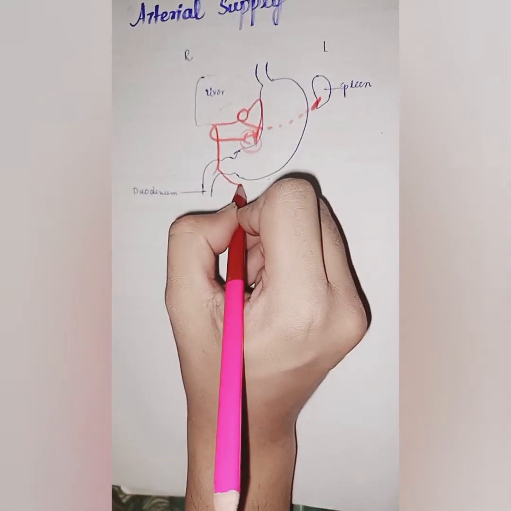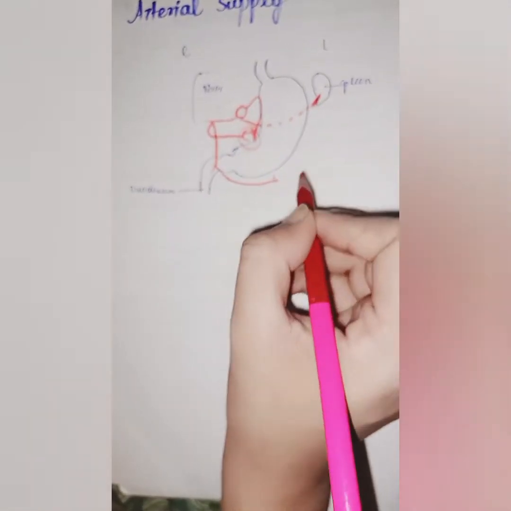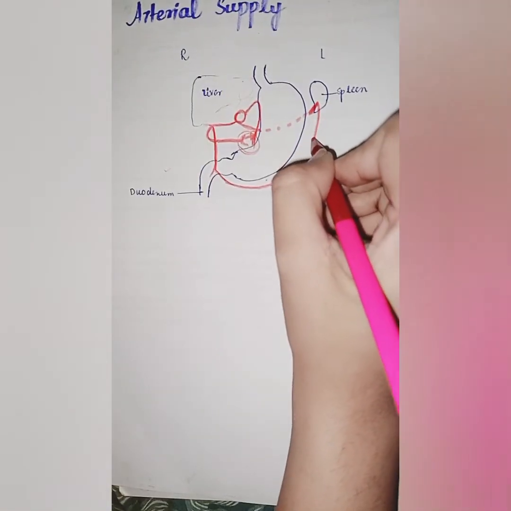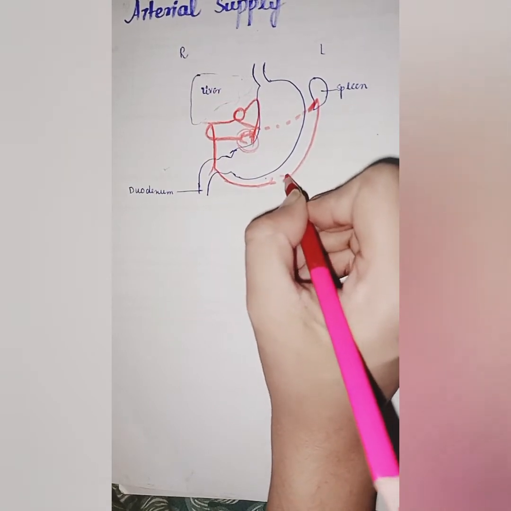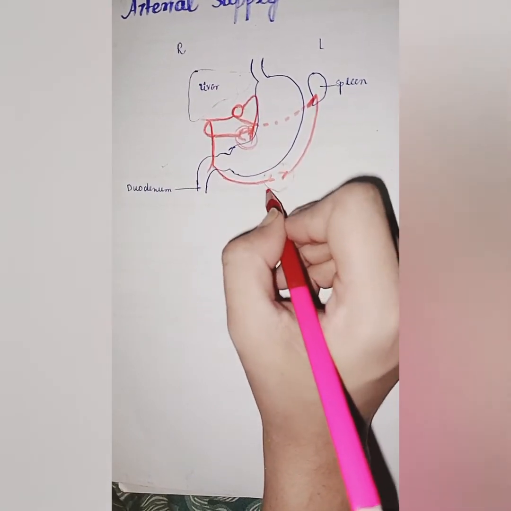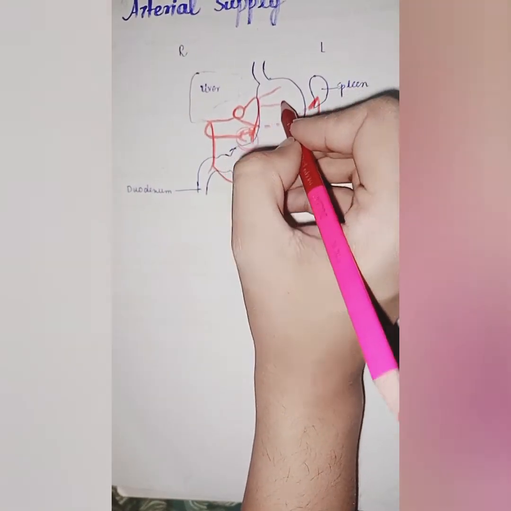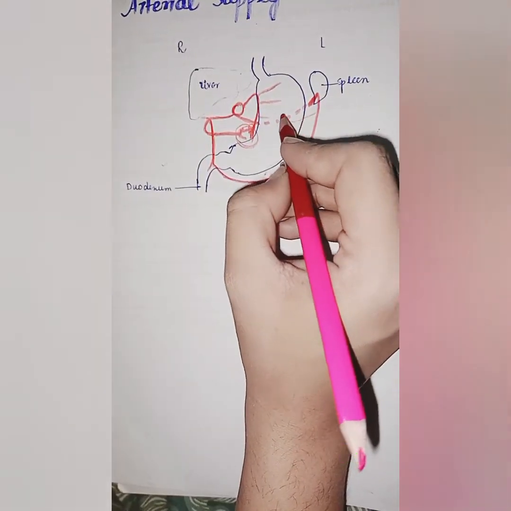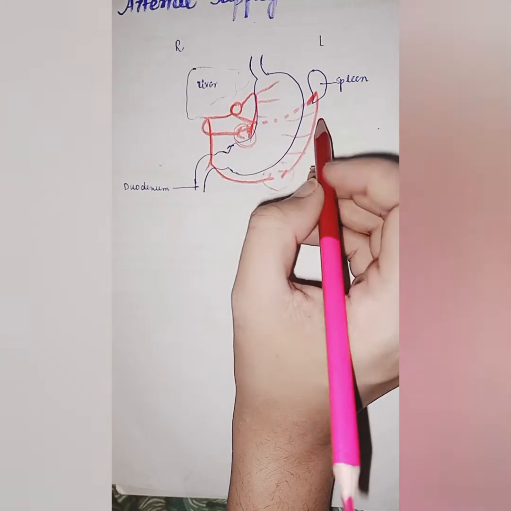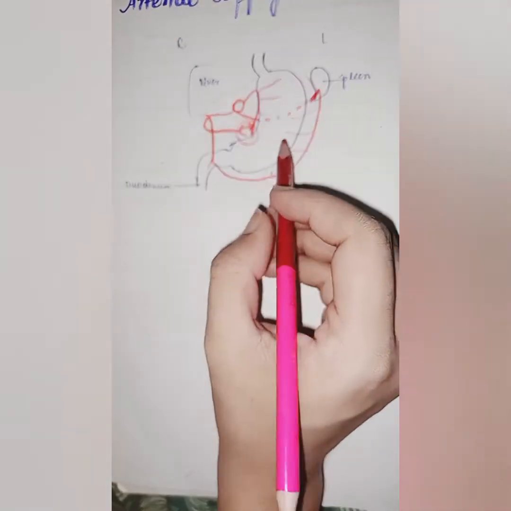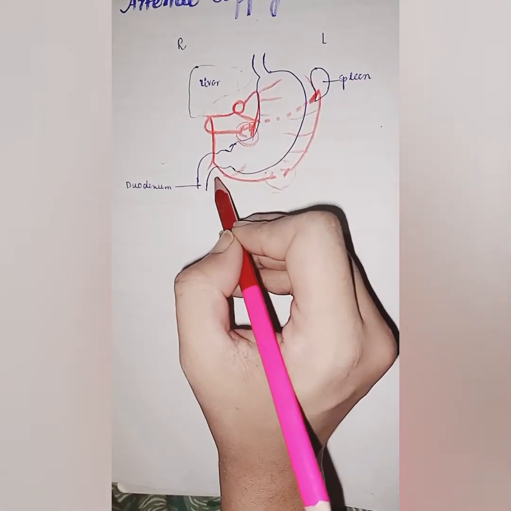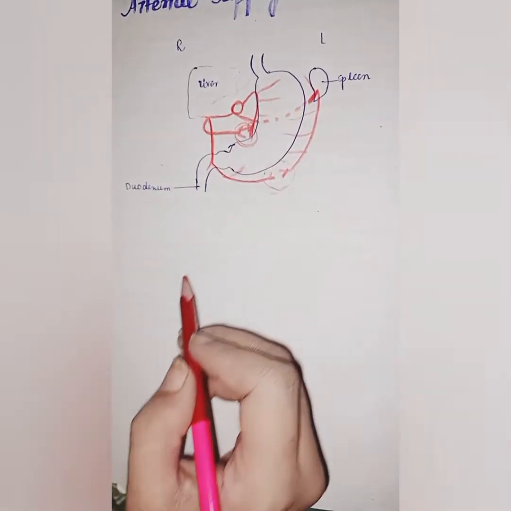From the gastroduodenal artery arises the right gastroepiploic artery, and from the splenic artery arises the left gastroepiploic artery. These two anastomose at the greater curvature, and another anastomosis is formed. Then different smaller branches arise from the splenic branches, gastric branches, and the gastroduodenal branches, and they supply different parts of the stomach.